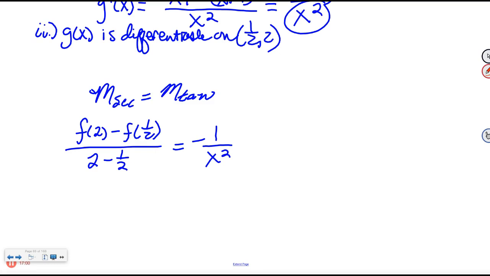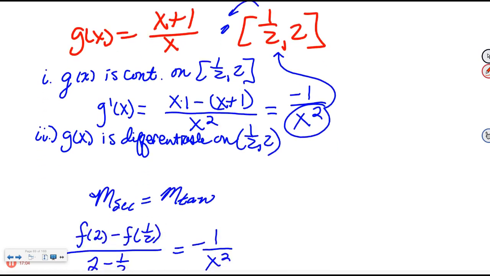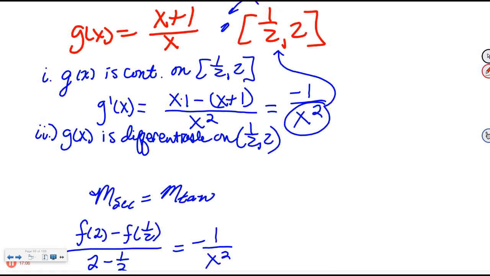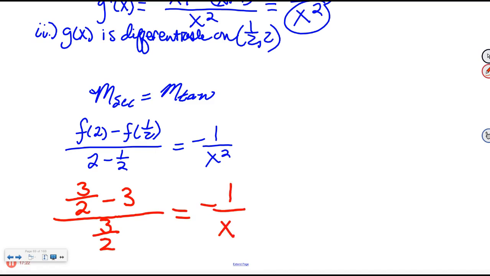f of 2, I have to go back to the original function. f of 2 would be 3/2 when I put a 2 into the red g of x. So I'd have a 3/2. And you guys can do the arithmetic, so I'm just going to, and then f of a half would be 3. And then it's all over 3/2. That would have to equal -1 over x squared.